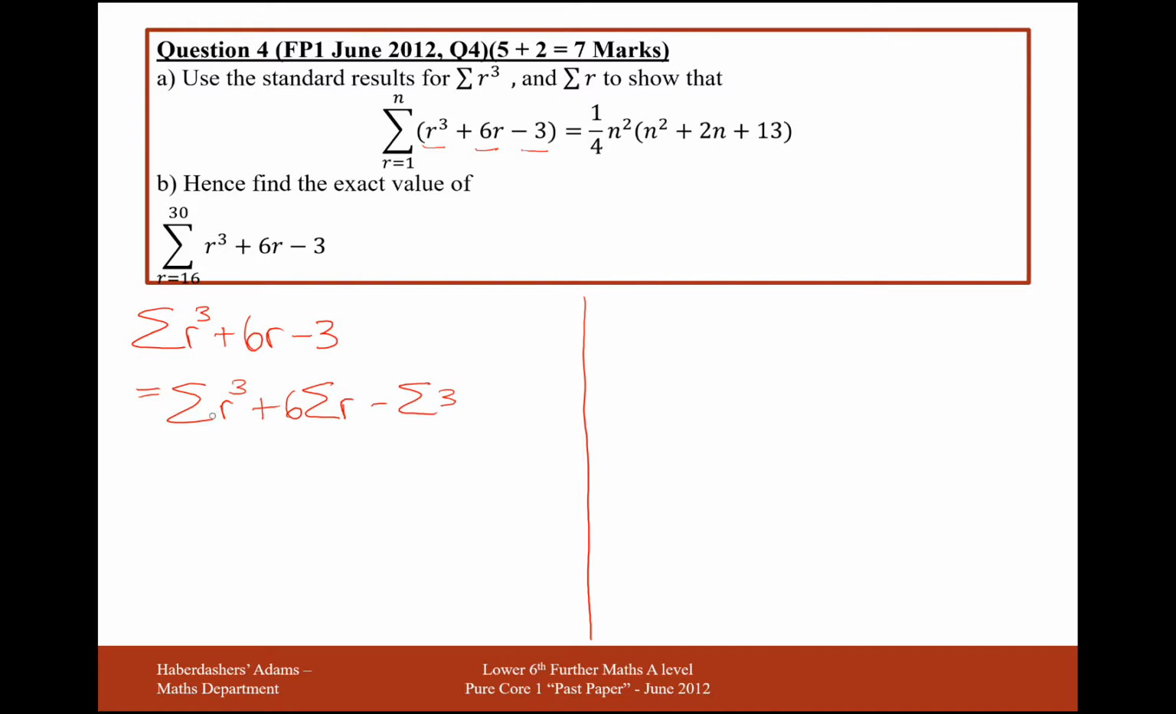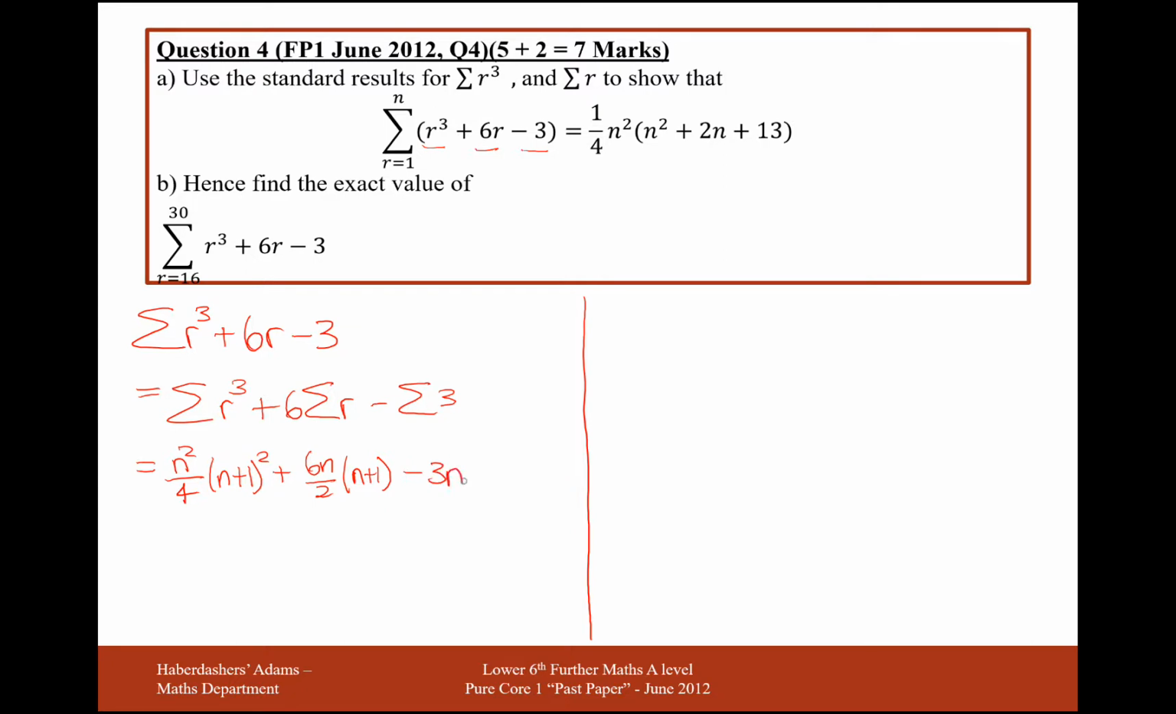The next thing we need to do is write out the formulas for all of these corresponding terms. The first one, the sum of r cubed, is in the formula booklet: n squared over 4, (n plus 1) squared. The next one isn't in the formula booklet, but it's the square root of this one here. So that's 6n over 2, (n plus 1). And the next one, it's not quite a formula, but if you add n lots of 3 together, you're going to get minus 3n.